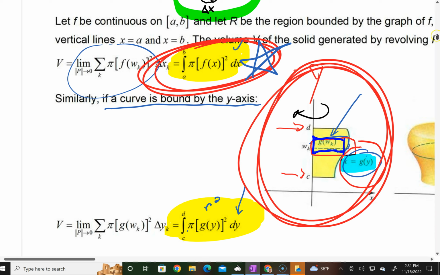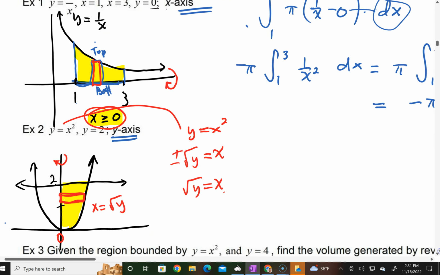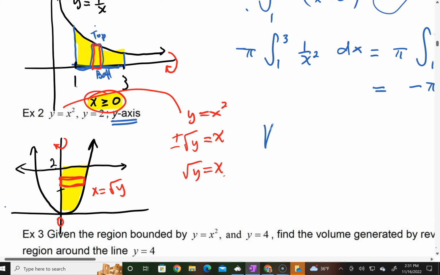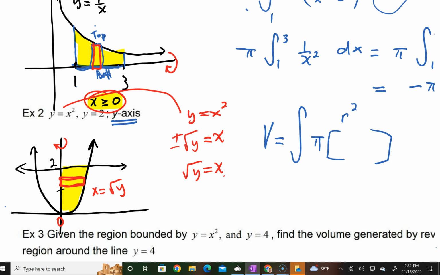So let's see if we could real quickly come back down here and fix this up. So I'm going to say my volume is the integral. I could still have a pi, but now I need a radius squared. And this time I'm not going to do top minus bottom. This time I'm going to do right minus left. Right minus left. What's the right boundary of my rectangle? Radical y. And what's my left boundary? x equals 0. We need x equals equations for these, not y equals, right?